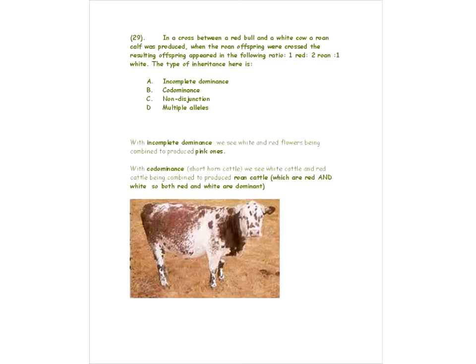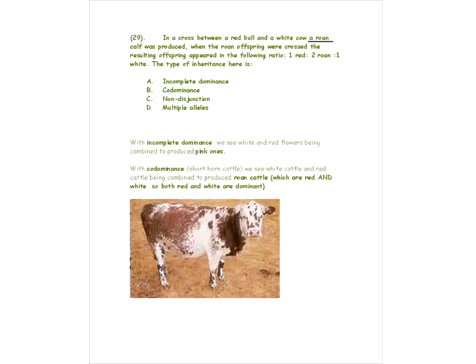Okay, so the next question says, in a cross between a red bull and a white cow, a roan calf was produced. When the roan offspring was crossed, the resulting offspring appeared in the following ratio: 1 red, 2 roan, 1 white. The type of inheritance here is, okay, so this is a term we haven't talked about so much, a roan calf. Let's check out what that means.